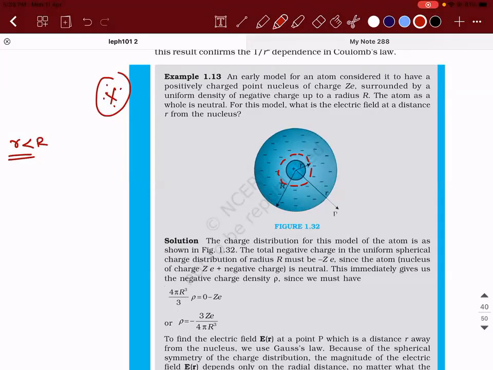And it is uniformly distributed, if I'm not wrong. So they gave uniform density. So uniform means if you take a particular volume, the ratio is always a constant. So what is the density of this nucleus? Can I write it as minus ZE divided by 4 by 3 pi capital R cube? That is going to be the density because I'm ignoring the size of the nucleus. Consider a positively charged point nucleus surrounded by uniform charge density.